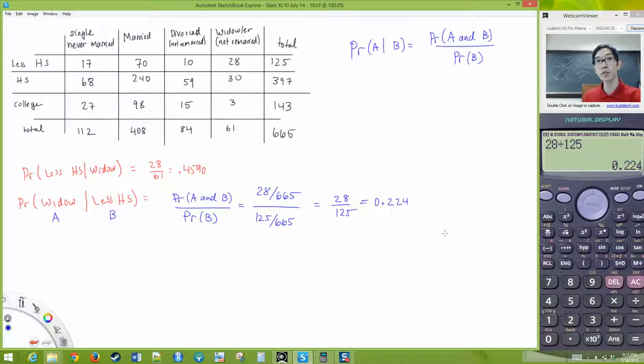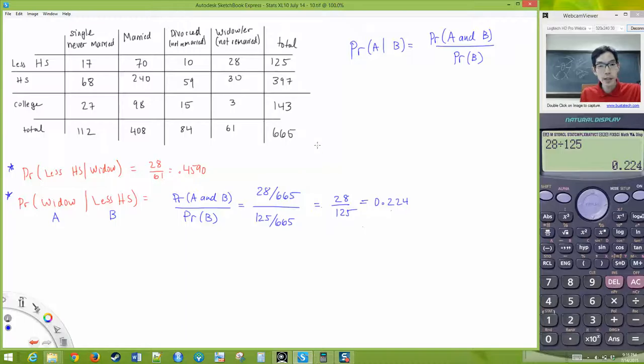In your notes, as you study this week, make sure you know the difference between this and this. If you get these mixed up on a test, you're in big trouble. You can see from the table that it's always over 665, so you can shortcut and just do 28 over 125 if you don't want to keep dividing by 665, but it doesn't hurt to have it in there, and when you simplify, you always get the right answer anyway.